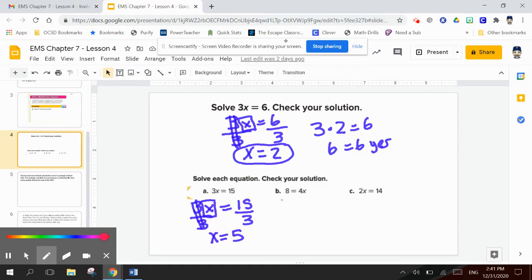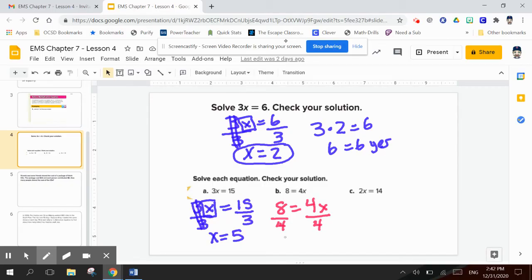Letter B, 8 equals 4x. Again, they've been flipped around. That's okay. So 8 equals 4x. Again, I'm going to divide each part of my equation by the number that's connected to the variable, which is 4. 4x divided by 4, the 4's cancel out. You're left with your variable of x. 8 divided by 4 is 2.